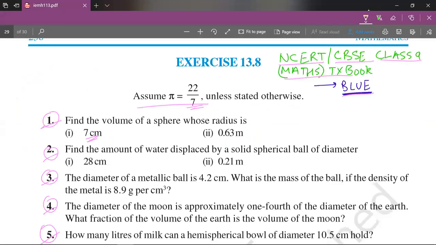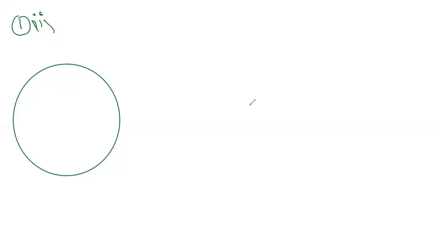So the next part of the first question states: find the volume of a sphere whose radius is 0.63 meters. Okay, let's try to solve this question. Now please draw a circle. Do not forget to draw a circle. Once you have drawn a circle, I'll draw a little window so that there's a difference between the circle and the sphere. This is the second part of the first question.